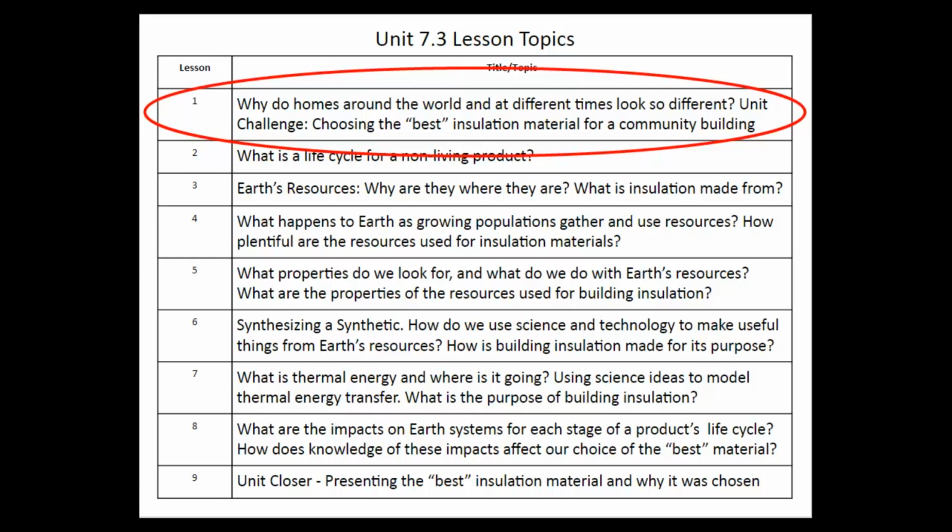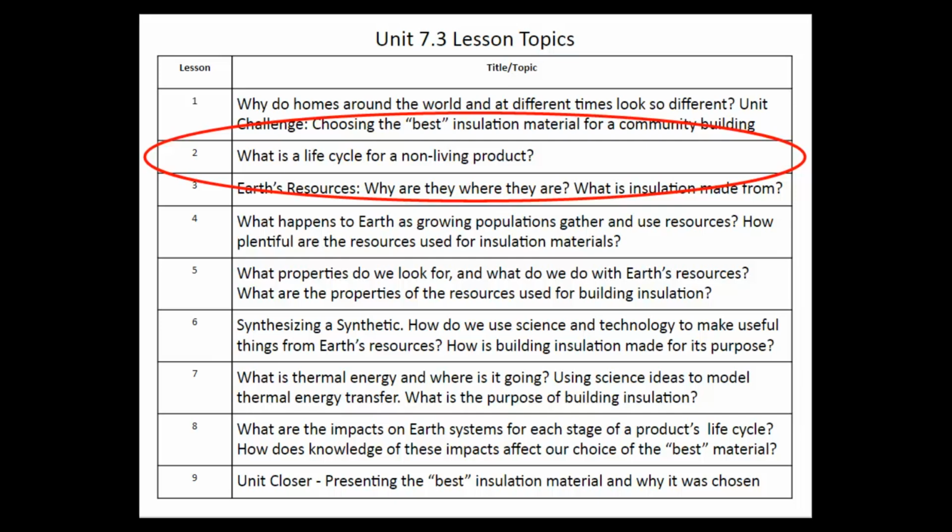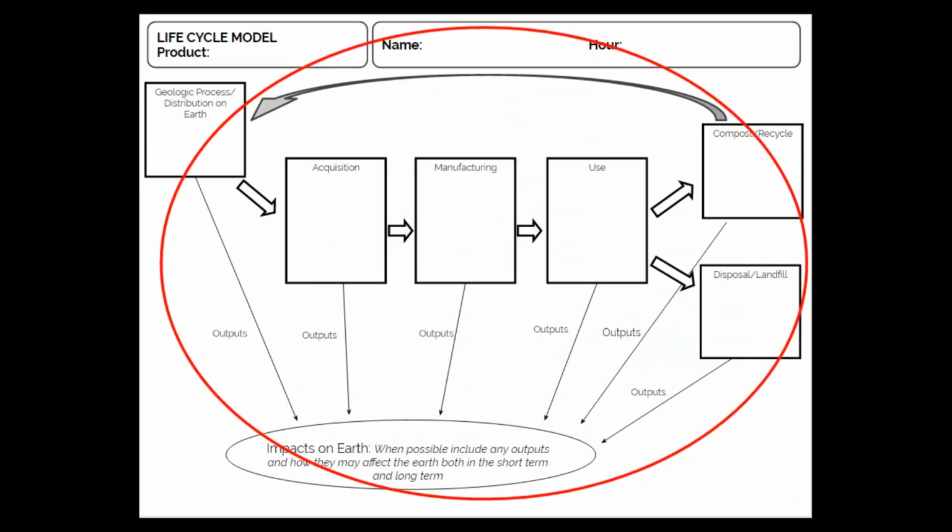Lesson 1 elicits students' thoughts about the materials that go into building our homes and why these materials are different depending on where in the world the home is, as well as during different times in history. Students are also introduced to the unit challenge about selecting insulation for community building. Lesson 2 is where students are first introduced to the idea of a product's life cycle. We also ask students to consider their ideas on the life cycle of materials that go into the construction of homes and other buildings. So in the first two lessons, students are considering the overall life cycle model.